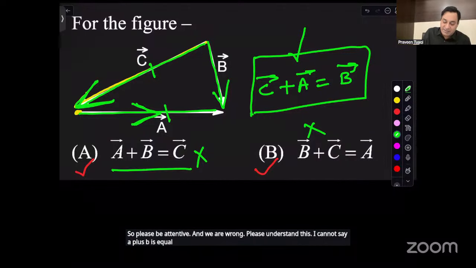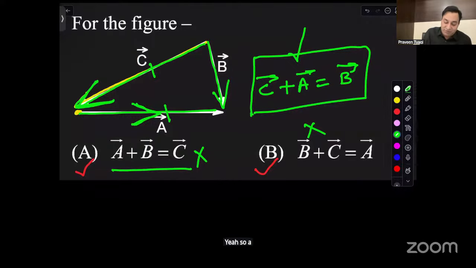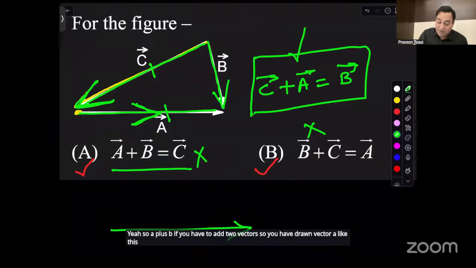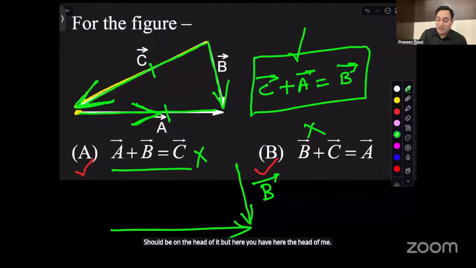I'll tell you what is wrong in this. Please pay attention. If you have to add two vectors A plus B, you have drawn vector A like this. Now, the tail of B should be on the head of A, but here you have the head of B. You cannot add vectors like this. So this is wrong.